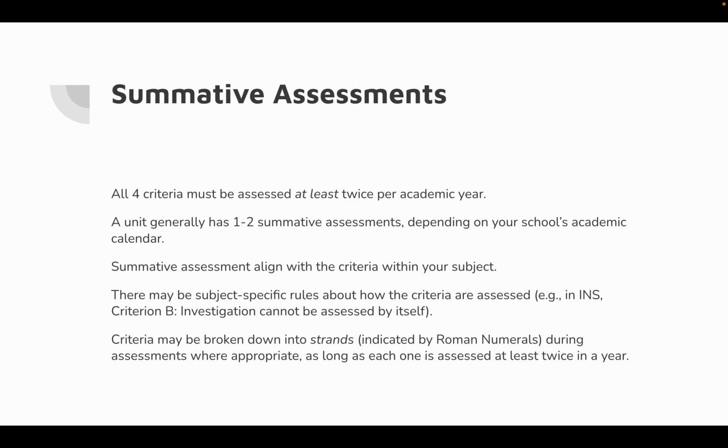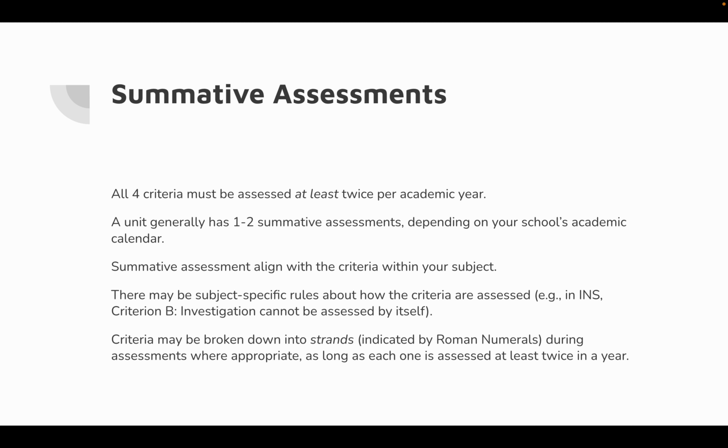For example, one of the criterion, C, communicating, I usually assess it 4 times throughout the year because the summative assessments require the students to either write or to speak. So it just seems like it's a good opportunity to facilitate that skill. A unit will have 1 to 2 summative assessments, depending on your school's academic calendar.